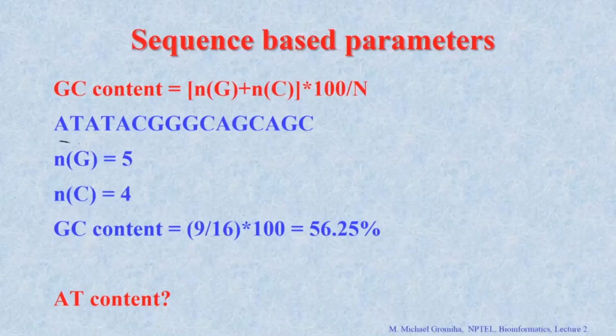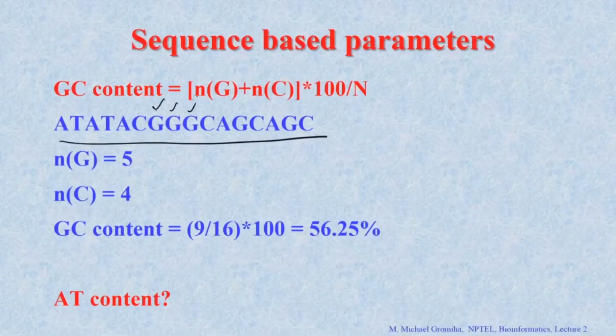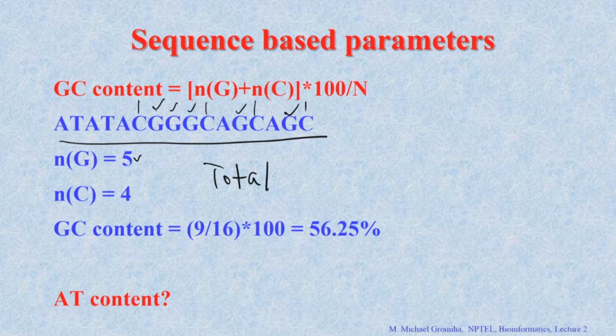So, now this is the sequence. What is the GC content? In this case, GC content means the percentage of G and C in the particular sequence. For this, first we get the number of G. How many G's here? 1, 2, 3, 4, 5: 5 G's, the number of G equal to 5. Then the number of C's: 1, 2, 3, 4, the number of C equal to 4. Now, what is the total number? 6, 7, 8, 9, 10, 11, 12, 13, 14, 15, 16, right, 16.